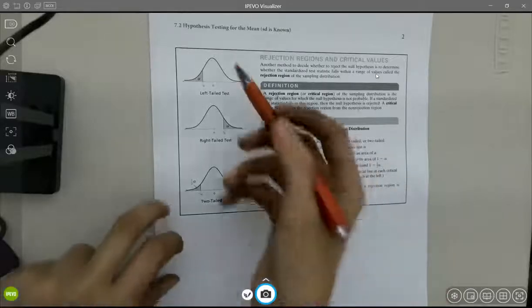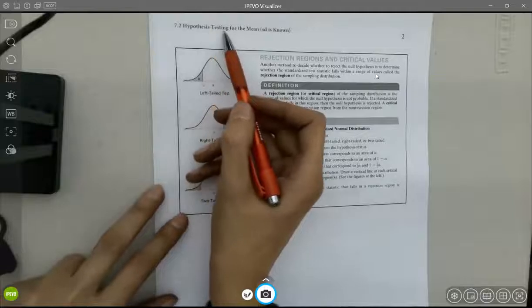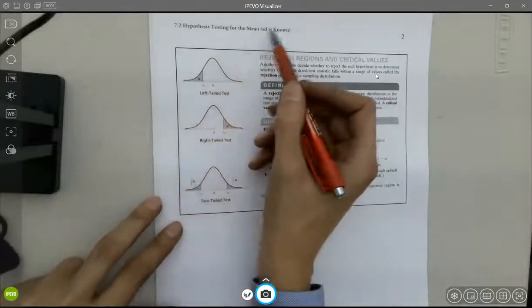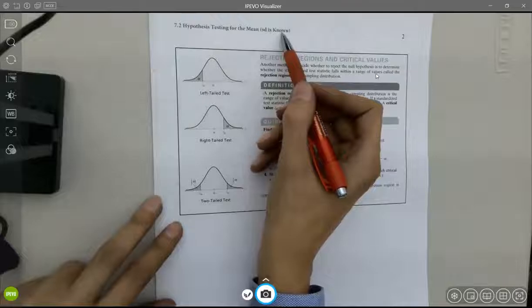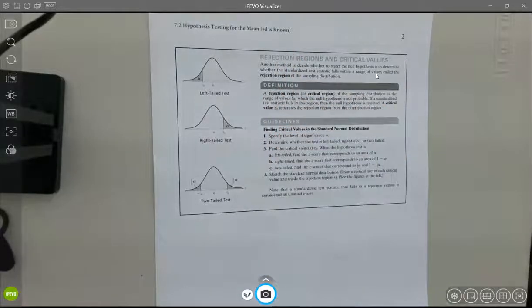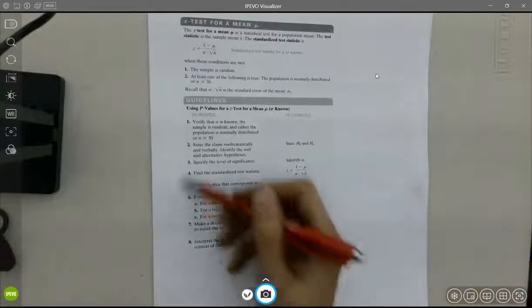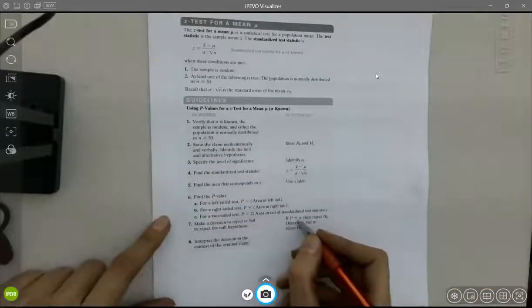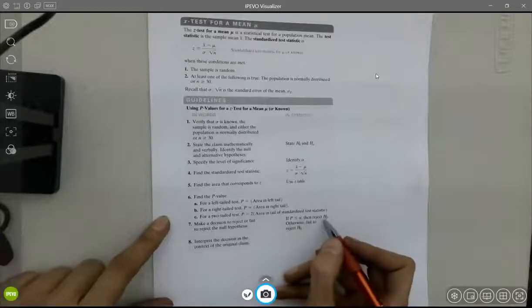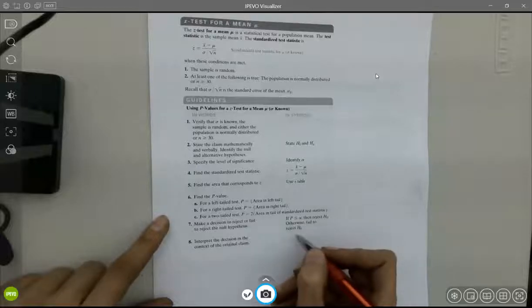Very well. So continuing 7.2, hypothesis for the mean, standard deviation of population is given to us. Remember that last time we learned that we can find the p-value following the steps and deciding if p is less than or equals to alpha, reject the null hypothesis, and if p is not less than or equals to alpha, we fail to reject the null hypothesis.